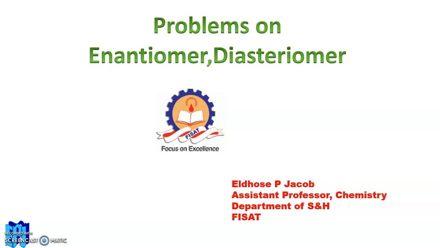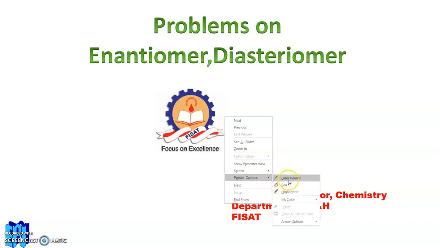Okay. Before we move to the problem, let us take what you mean by an enantiomer and what you mean by a diastereomer. First of all, let us remind what you mean by enantiomer. Enantiomer means these are mirror images, and all the configurations get changed.